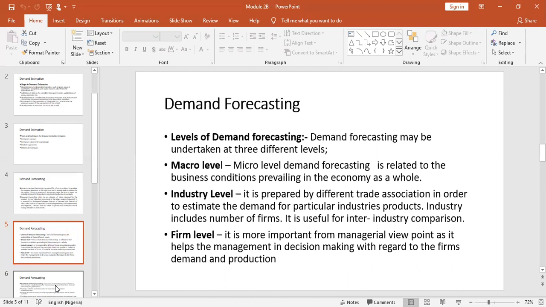Now, industry level, and that's industry level forecast. It is prepared by different trade associations in order to estimate the demand for particular industry products. Industry includes a number of firms. It is used for inter-industry comparison. Again, you need to understand one very clear difference: the difference between a firm and an industry. Ordinarily, a firm is one company. An industry is a group of companies producing similar products.